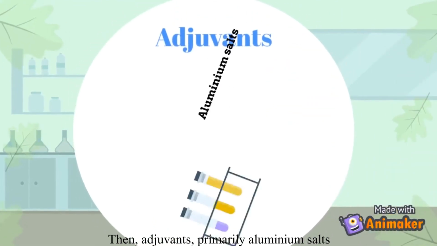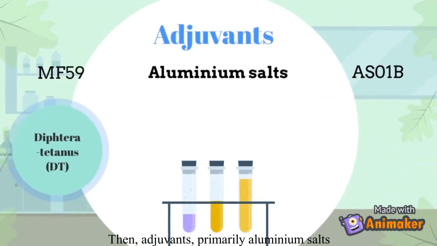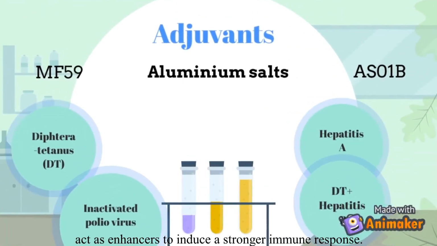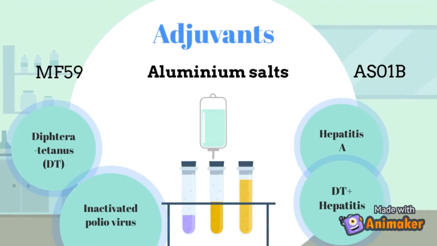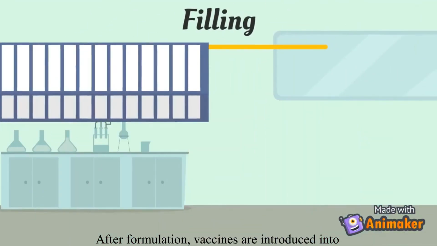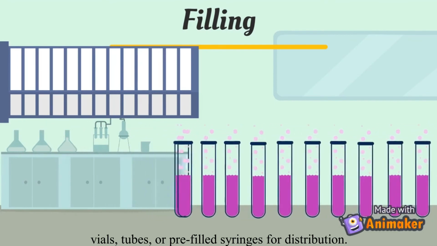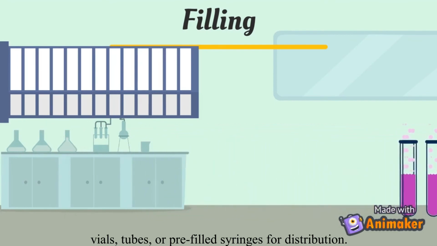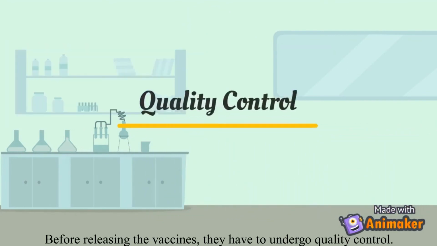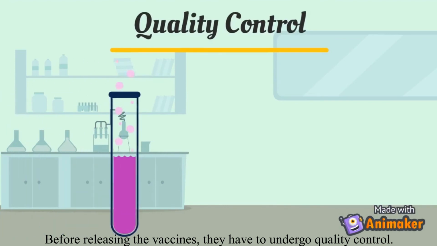Then, adjuvants, primarily aluminum salts, act as enhancers to induce a stronger immune response. After formulation, vaccines are introduced into vials, tubes, or prefilled syringes for distribution. Before releasing the vaccines, they have to undergo quality control.